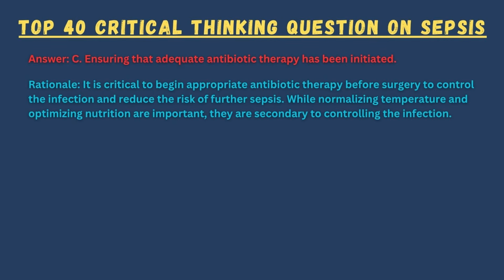Answer: C. Ensuring that adequate antibiotic therapy has been initiated. Rationale: It is critical to begin appropriate antibiotic therapy before surgery to control the infection and reduce the risk of further sepsis. While normalizing temperature and optimizing nutrition are important, they are secondary to controlling the infection.